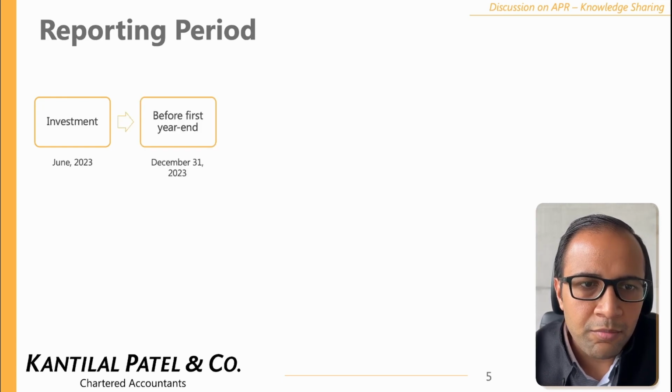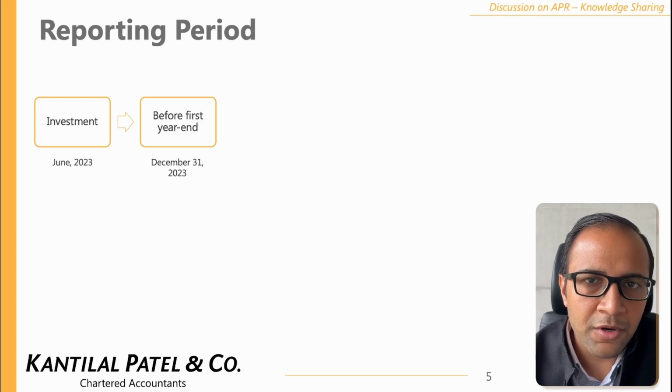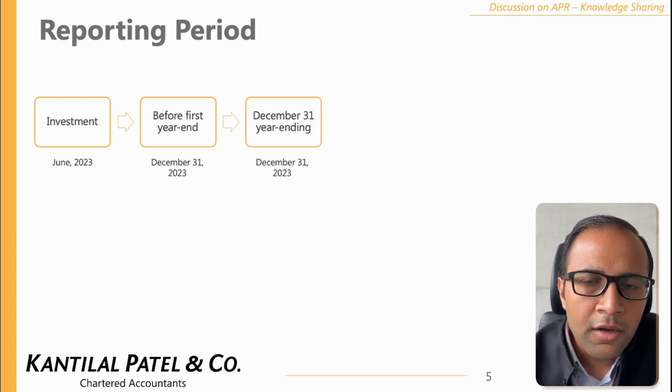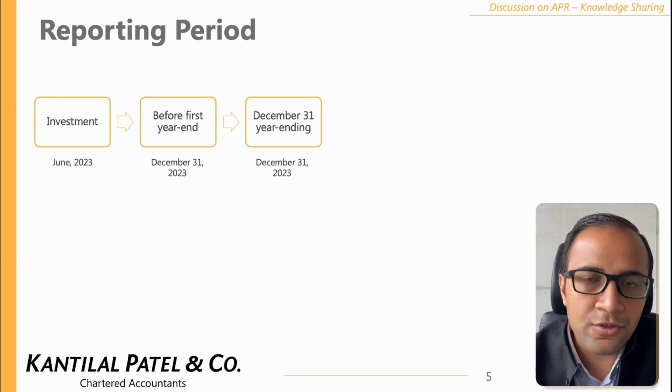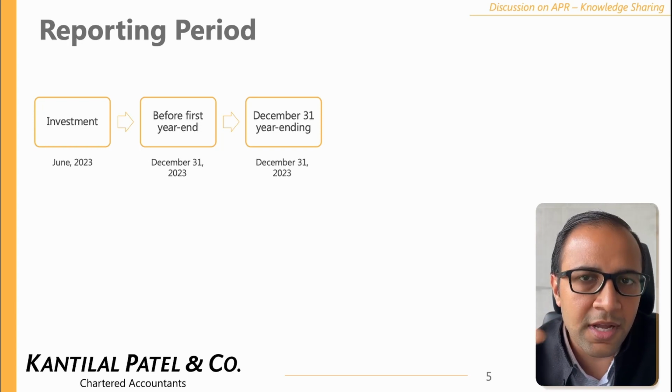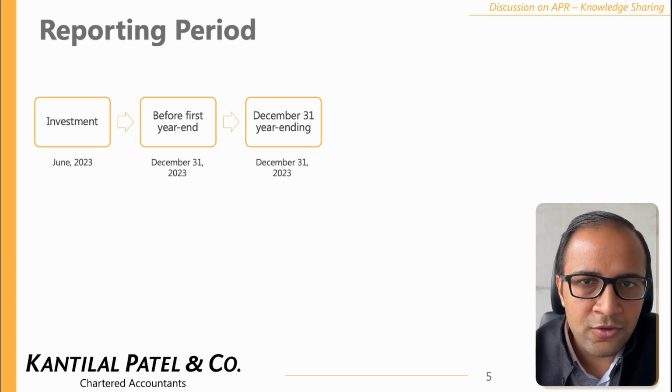So before the first year end, if 31st December 2023 has come, there should not be any reporting. What happens about December year end? For example, if this entity itself, which has been incorporated in June, has to close its financial statements in its host country by the 31st of December 2023, that's the reporting period. So that coincides also with the APR reporting period in India.